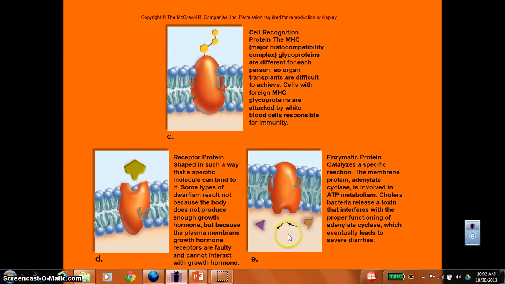In the last example, the enzymatic protein catalyzes a specific reaction, speeding up a chemical reaction. The membrane protein, called adenylate cyclase, is involved in making ATP and the speed at which it is made. An example of a toxin that interferes with this process is cholera, and what happens is that this adenylate cyclase doesn't function properly, and it can lead to severe diarrhea, which can lead to death. What a way to go.